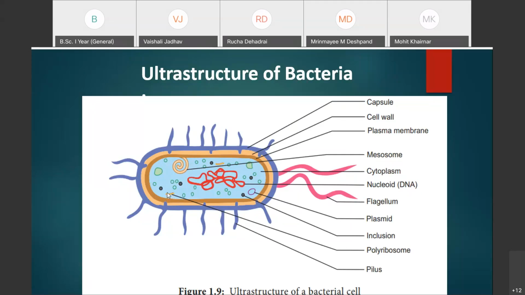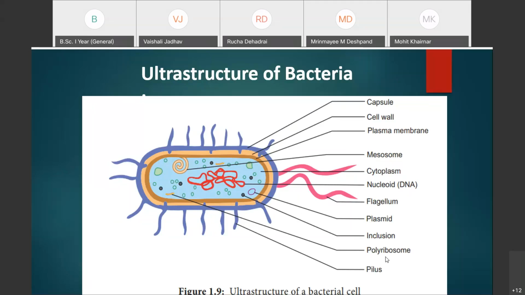Here you can see a group of 4 to 6 ribosomes attached to each other with the mRNA, and this type of group is called a polyribosome. Poly means many. A large number of ribosomes are freely scattered in the bacterial cell, and sometimes 4 to 5 ribosomes form a group. These are attached to each other with the help of the mRNA, and such a group is referred to as a polyribosome.